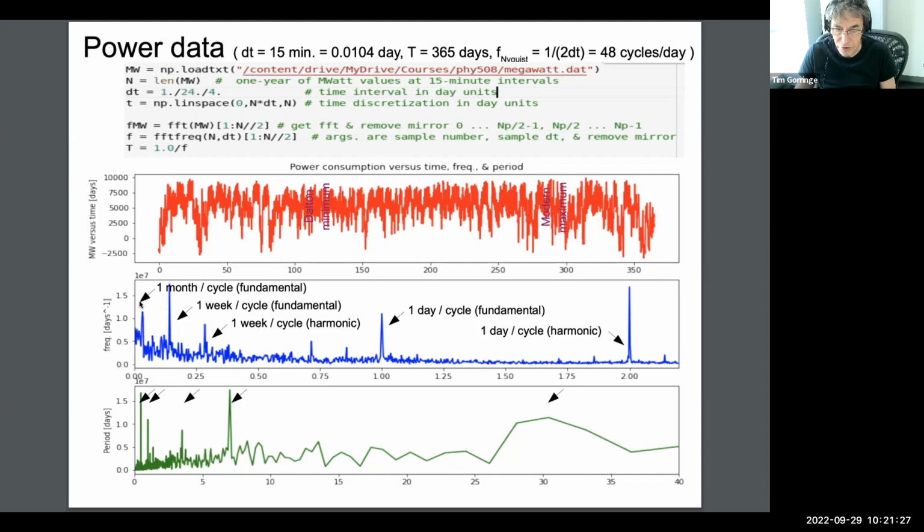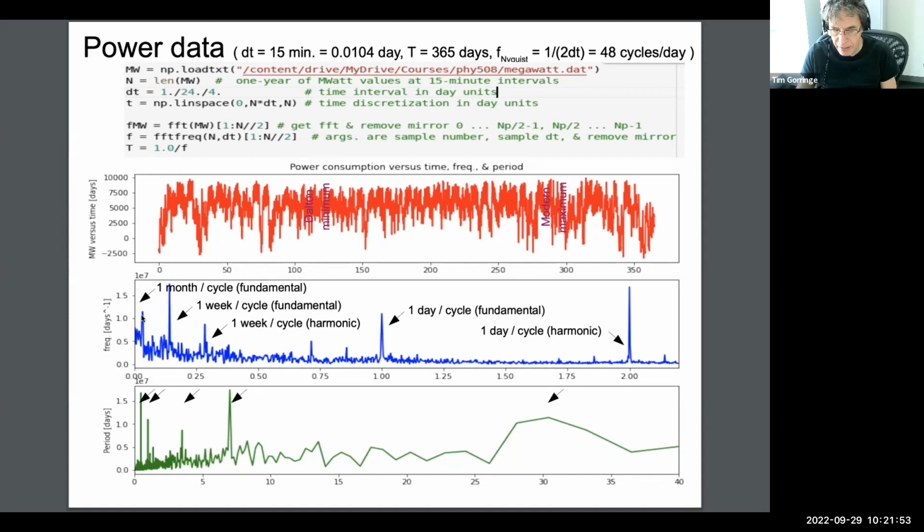There's one other feature in the data. I'm not sure I fully understand this feature. It makes sense that power consumption varies during the day. So we have a daily cycle. It makes sense that power consumption varies during the week. So we have a weekly cycle. But there's also a peak at 0.033.